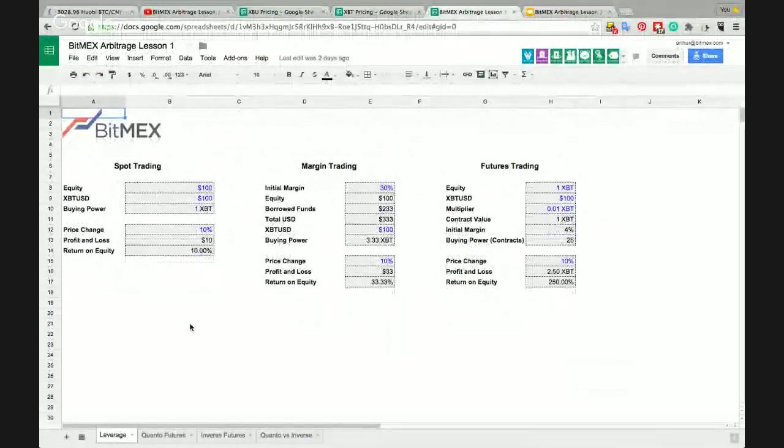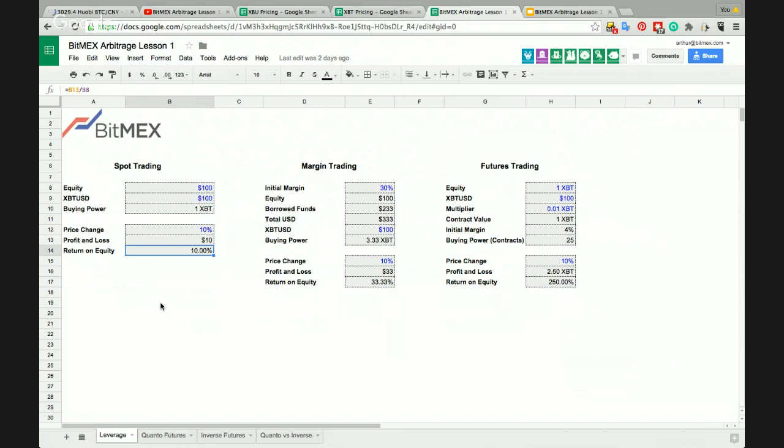And so I want to just illustrate the differences between spot, margin, and futures trading. So if we look at spot trading, assume that we have $100 of cash. The Bitcoin US dollar price is $100. Because on a spot basis, there's no leverage, we can buy one Bitcoin. Now assume that the price goes up 10% and we make $10 or a 10% return on equity.